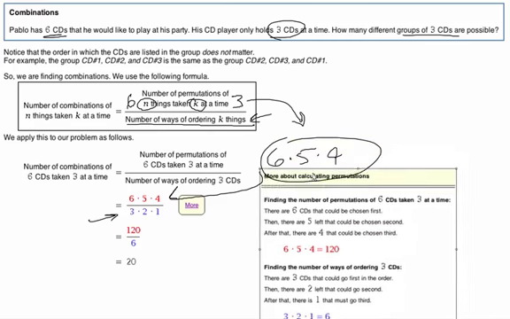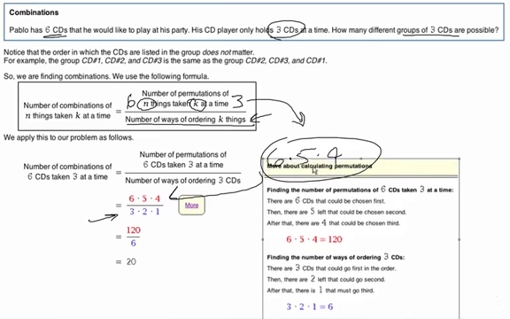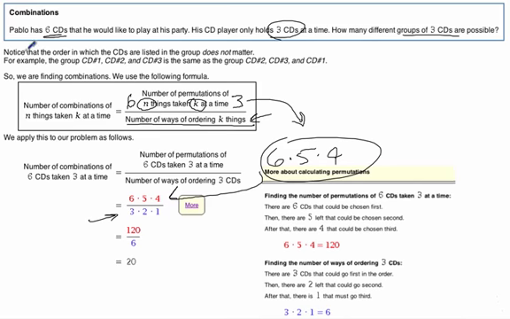And if we take a look here, once again, if there's 6 CDs, we have 6 times 5 times 4. Finding the number of ways of ordering 3, that's going to be our 3 factorial. There's 3 CDs that could go in the first order. And then after we put one in, there's only 2 left, 2 choices, and then after that, there's only 1 choice. So there we have it.